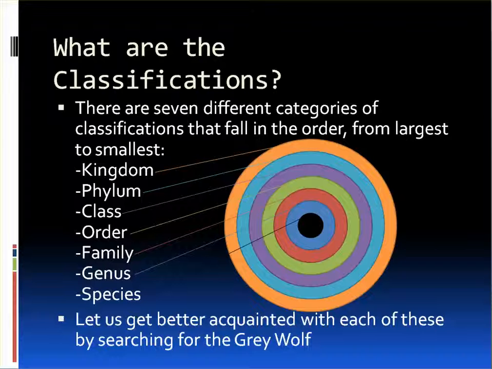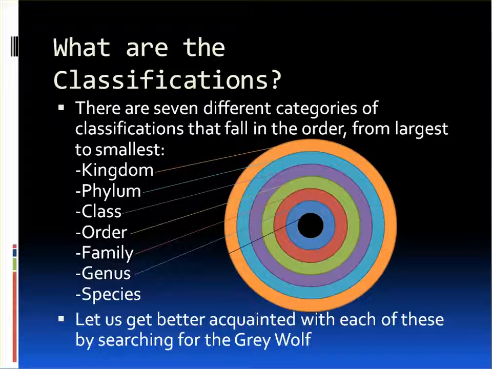Now, as you can see here, there are 7 different categories of classification that fall in order from largest to smallest. We have the kingdom. You'll learn later that there are only 6 different kingdoms. So when you're telling someone you're looking for something in one of these particular kingdoms, you're still roughly talking about several billion possible living things. The phylum falls under that. Then we have class, order, family, genus, and species. By the time you get down to species, you will have one single living thing.